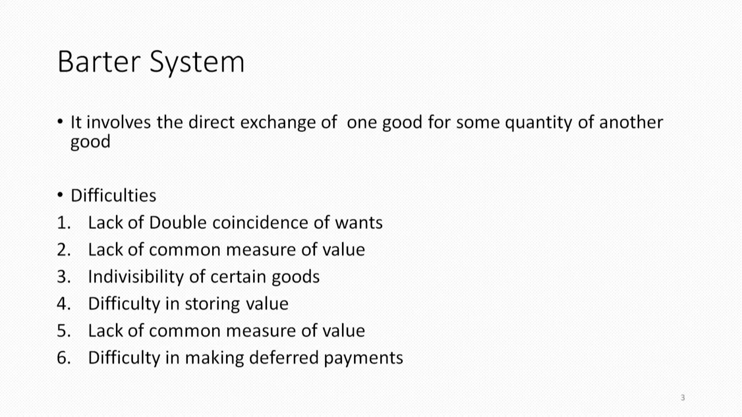Further, the indivisibility of certain goods was an issue too. We cannot have 1.5 cow for one horse. And these goods were difficult to store as well. Therefore, the barter system faced the difficulty of making deferred payment and the lack of a common measure of value as well. Thus came an idea and a need: what should we do to overcome the difficulties of the barter system?